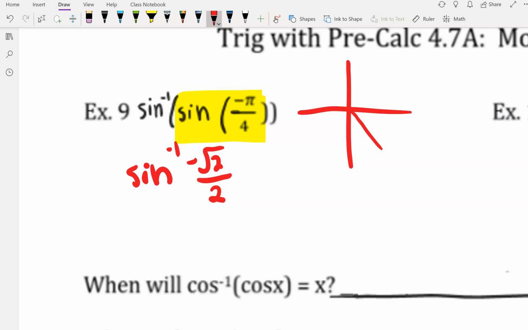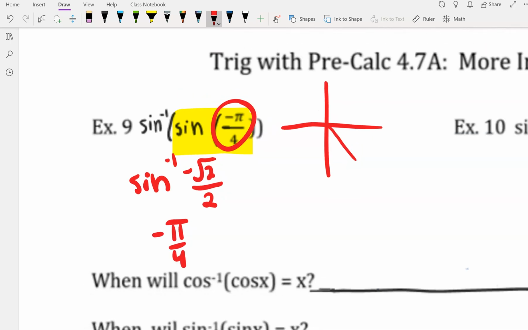So inverse sine of negative root 2 over 2. We know sine will either be in the first or fourth quadrant for inverse sine. And then root 2 over 2 is going to be a pi over 4, but in order to be negative, it's going to have to be in the fourth quadrant. So this is going to be negative pi over 4, which basically just took us back to where we started.